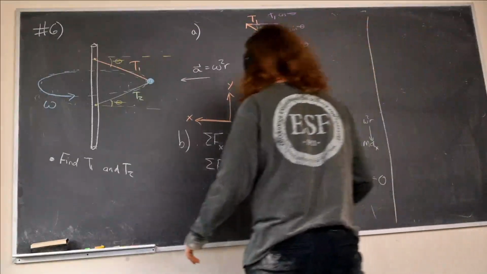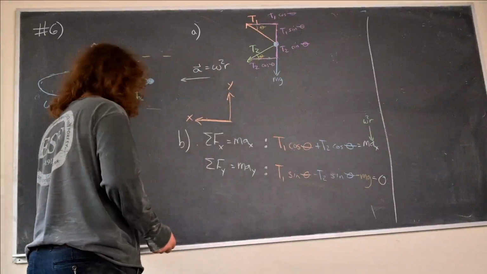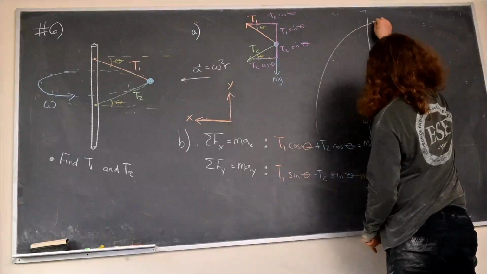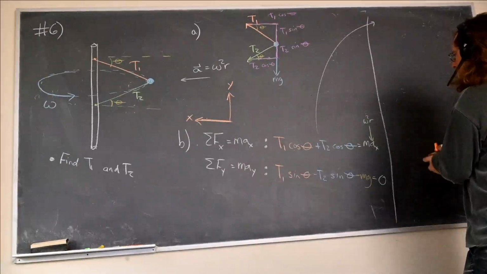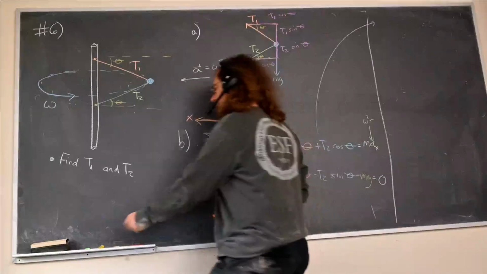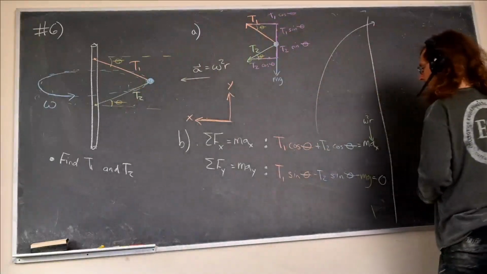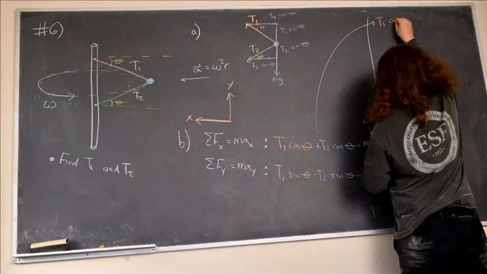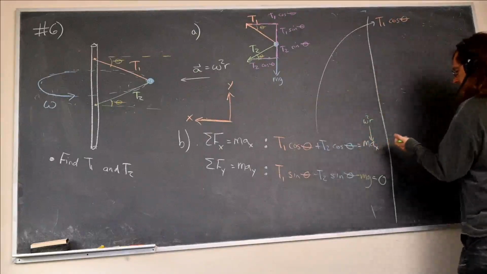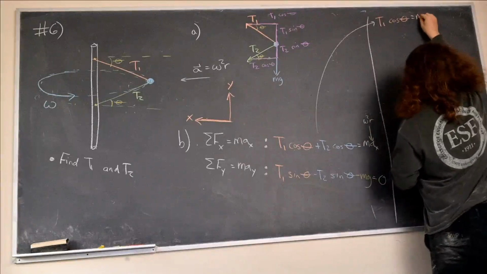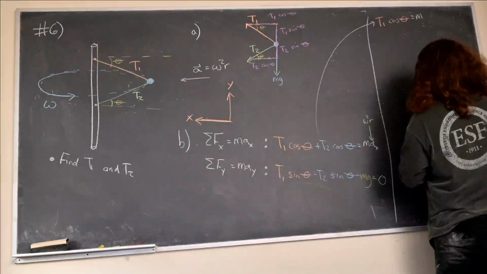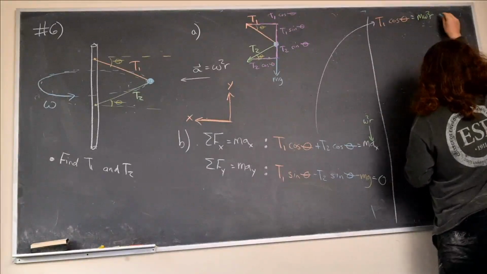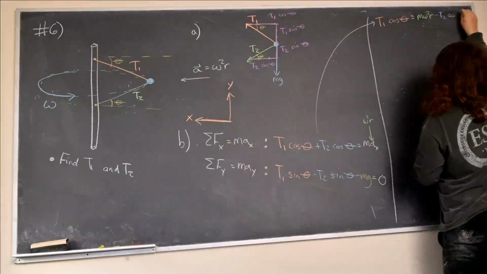So let's go ahead and get started. I need blue and white. So this equation, I need green as well. So this gives me T1 cosine theta. I put everything else on the other side, equals m omega squared r minus T2 cosine theta.